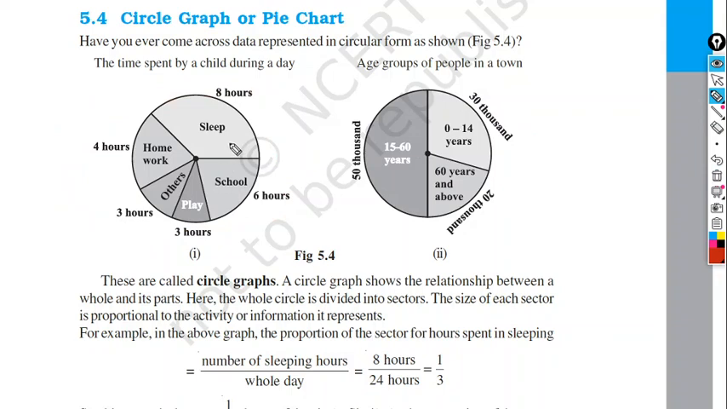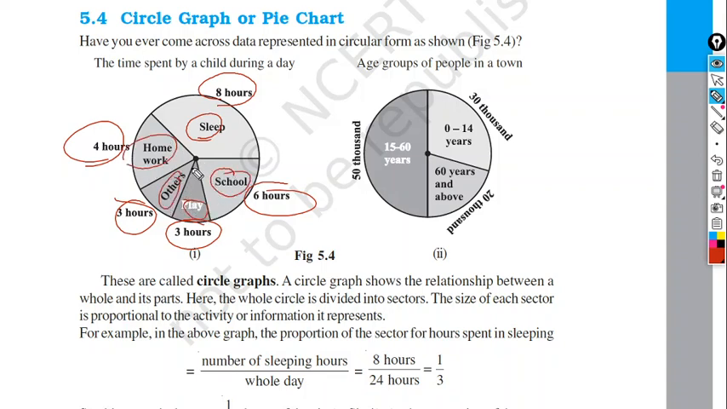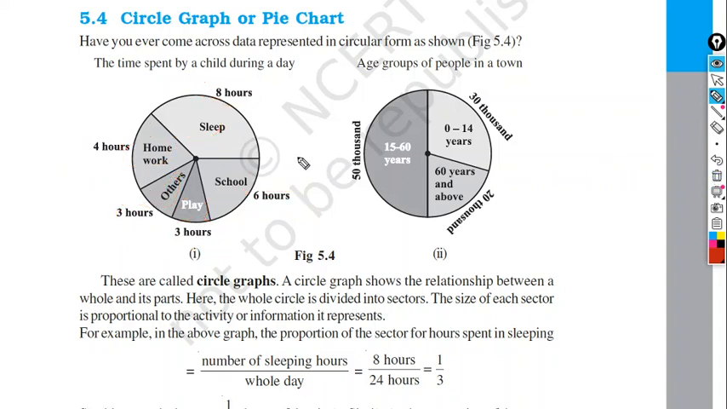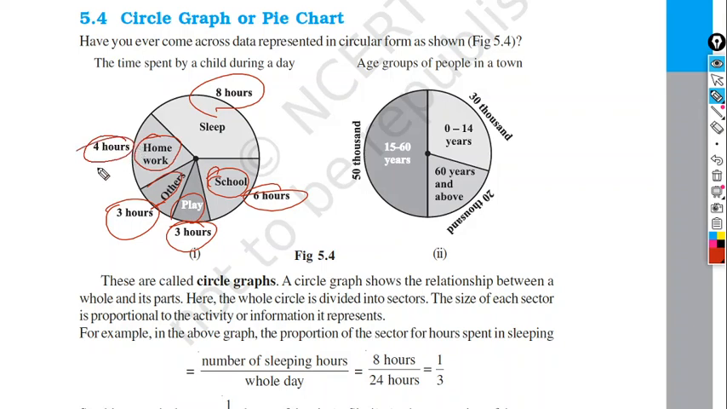In this figure you can see 8 hour is written here. Here it is 6 hour, 3 hour, 3 hour, 4 hour. Here it is sleep, school, play, others, homework. That means it seems to be the daily routine of a person or a student. Like he sleeps 8 hours, he goes to school for 6 hours, he plays for 3 hours, does other work for 3 hours, and for homework gives 4 hours. Let's see, 8, 6, 3, 3, 4, 24 hours in all.